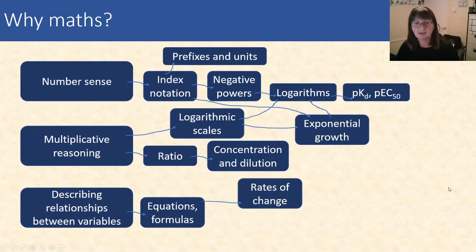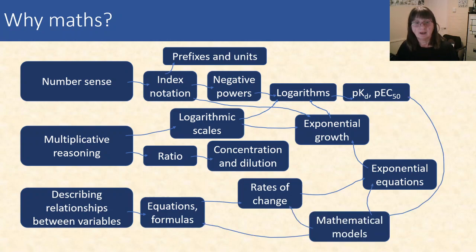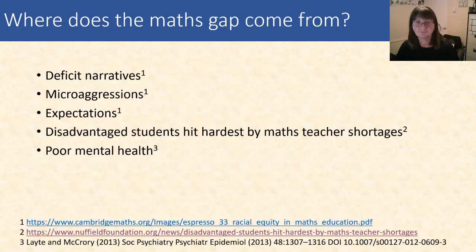So particularly rates of change are important, and that leads on to ideas of exponential equations, which obviously relates to exponential growth and decay. And then finally, the idea of a mathematical model. So a lot of what we do in pharmacodynamics and pharmacokinetics is to talk about mathematical models.